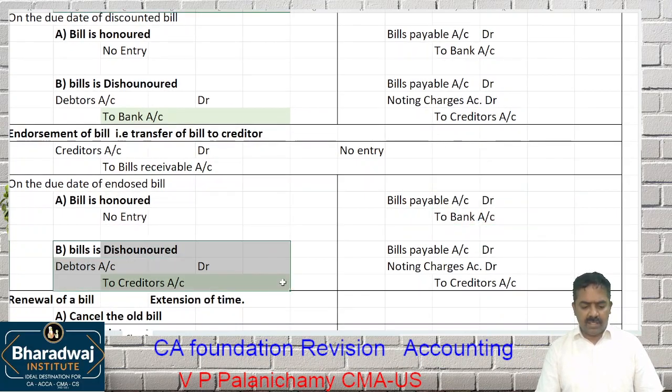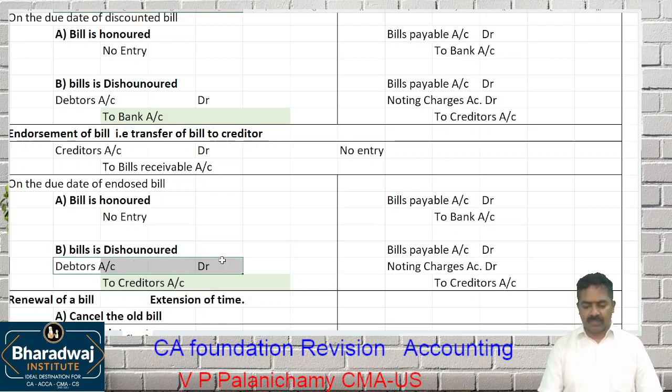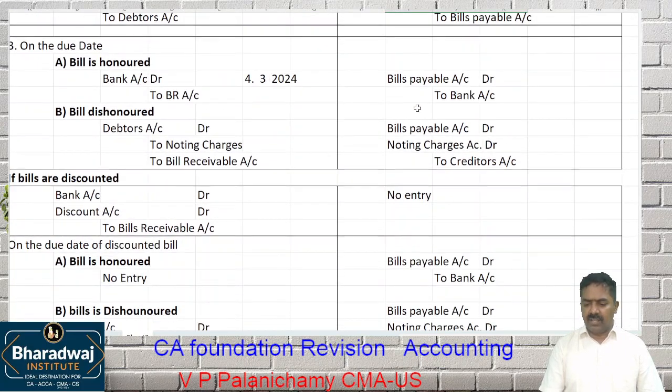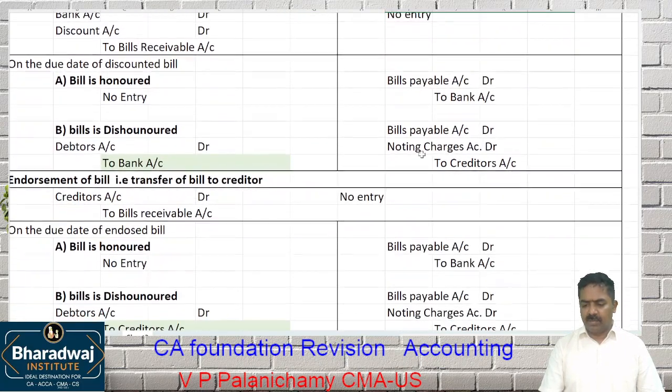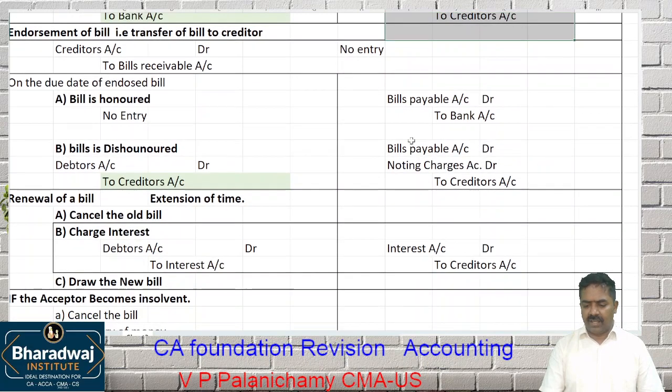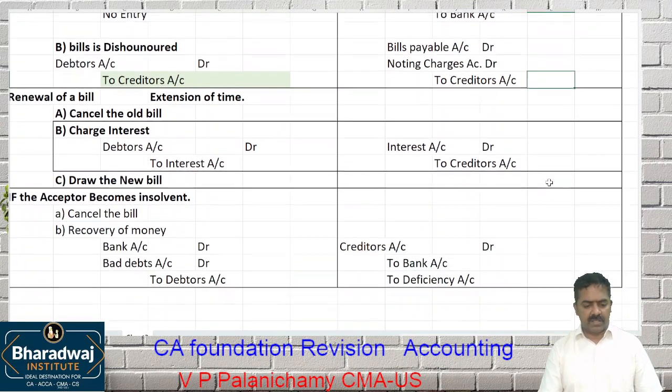If the endorsed bill is dishonored, what is the entry you will pass? Debtors to creditors. For me, any bill dishonor, usual entry. Let it be normal bill or discounted bill or endorsed bill, same entry will be passed.